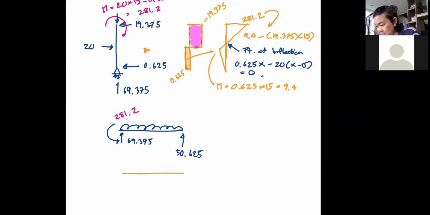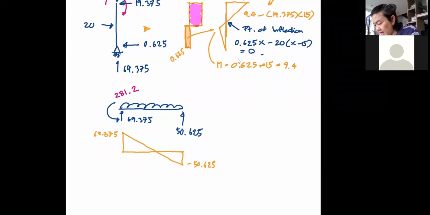Shear force diagram to be simple enough. 69 is greater than 50, so you would expect the triangle on top to be slightly larger than at the bottom, right? 69.375 and then minus 50.625. Then your moment diagram should begin with a negative value because of the presence of the negative moment at joint C.